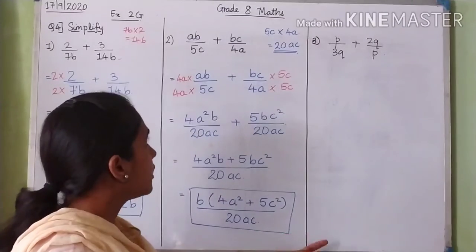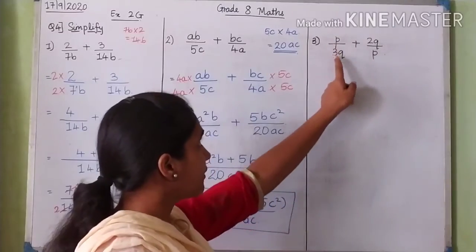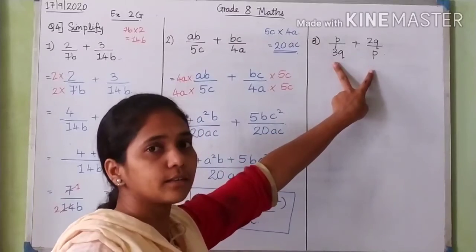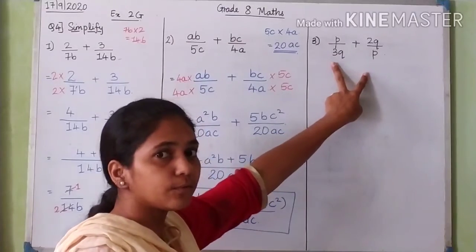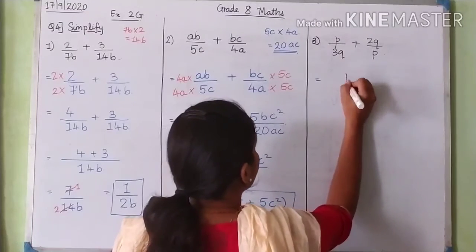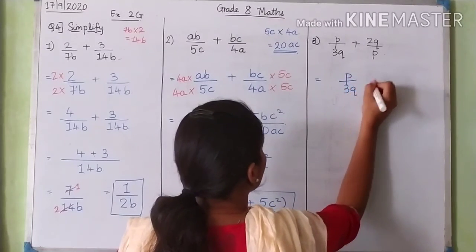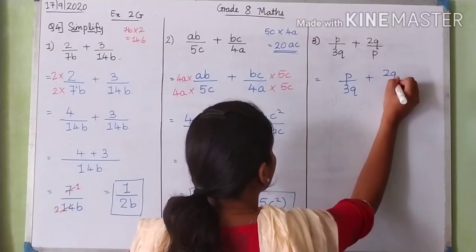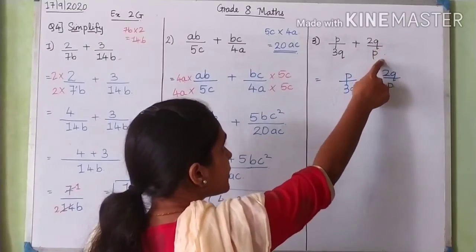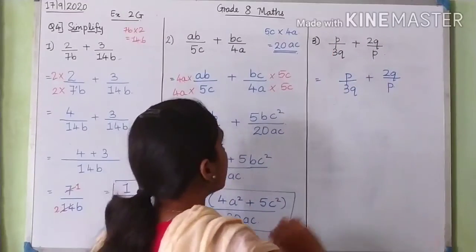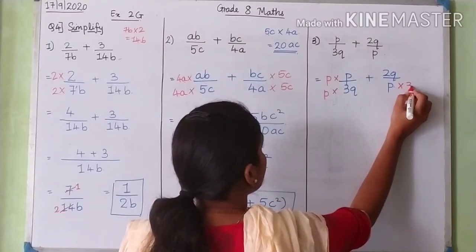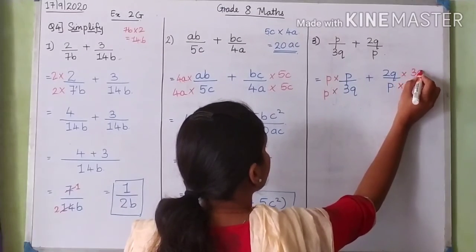Now the third sum. The third sum is p by 3q plus 2q by p. Here again the denominators are unequal, so we make them equal first by multiplying them to each other. So I write p by 3q plus 2q by p. I multiply this denominator by the other and this denominator by the first one. So I multiply this by p, this also by p, this by 3q and this also by 3q.